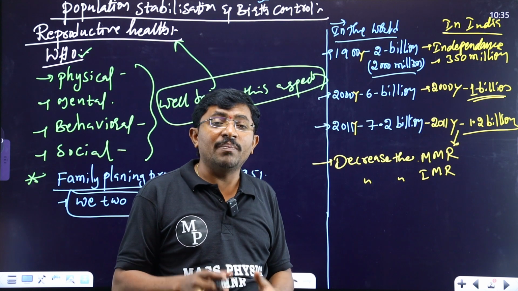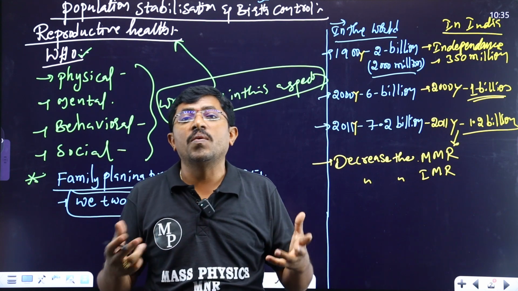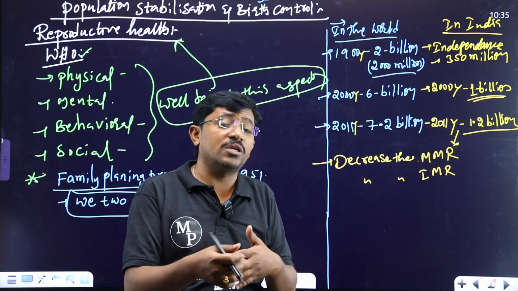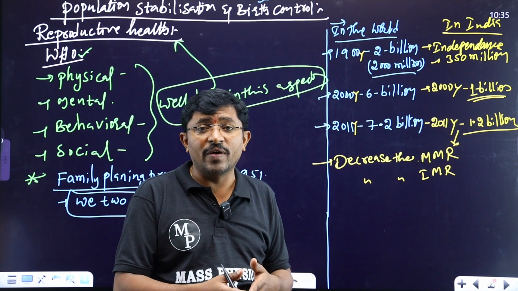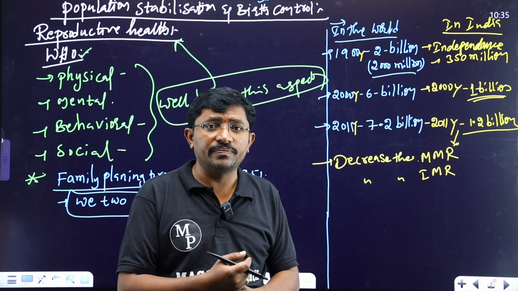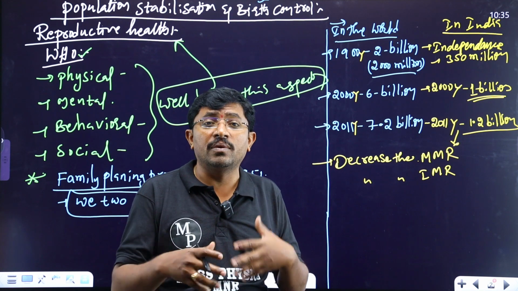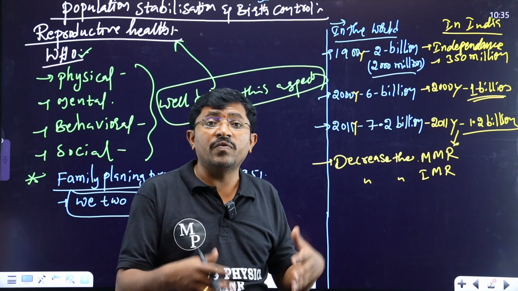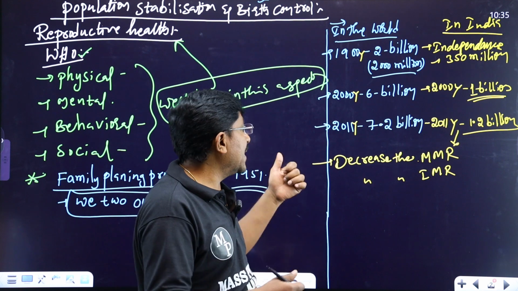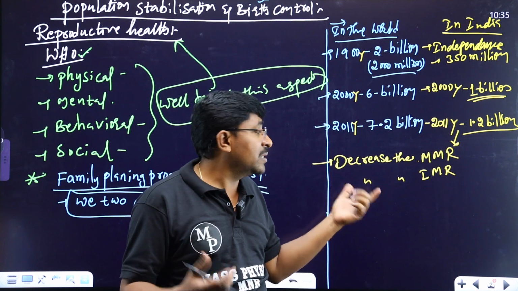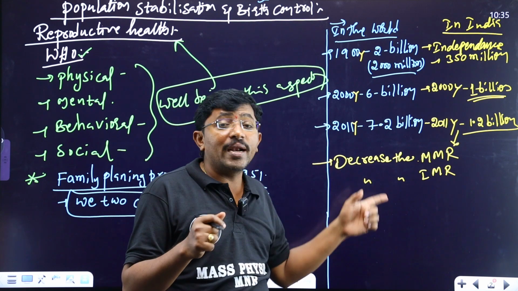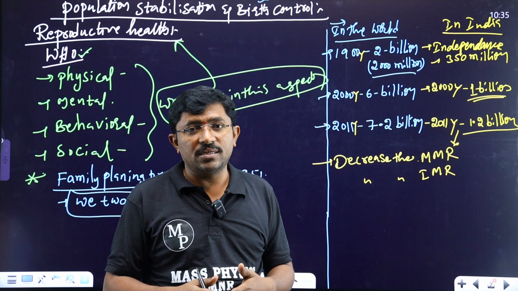For example, if the deliveries are conducted within the houses, what happens? Unfortunately, if any abnormalities are there in the mother at the time of parturition or in the infant baby, and there is no specialist, they are not able to rectify those problems, then unfortunately that mother or sometimes that infant baby dies. But by the awareness programs conducted by the Indian government, what happened? The maternal mortality rate as well as the infant mortality rate also decreased.